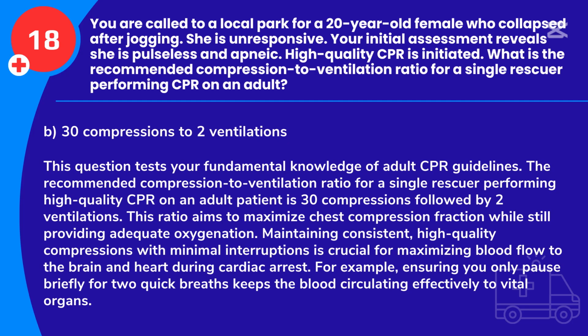Answer: B. 30 compressions to 2 ventilations. This question tests your fundamental knowledge of adult CPR guidelines. The recommended compression to ventilation ratio for a single rescuer performing high-quality CPR on an adult patient is 30 compressions followed by 2 ventilations. This ratio aims to maximize chest compression fraction while still providing adequate oxygenation.